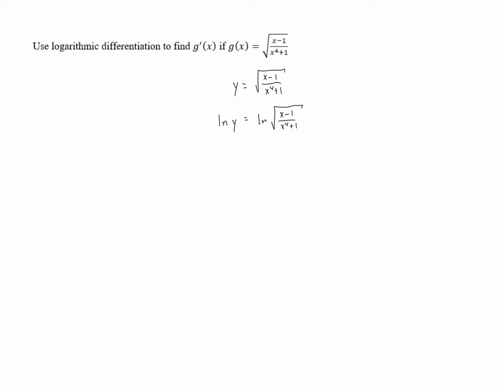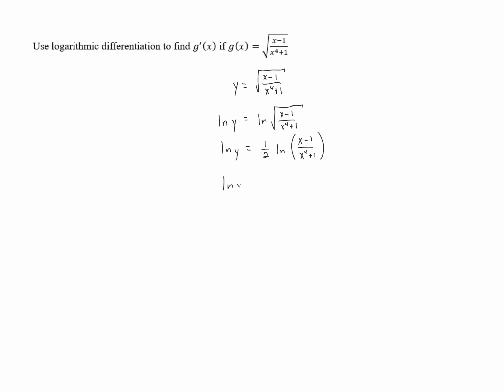But remember that taking the square root of something is the same as raising it to the 1/2 power. So this is really just this fraction to the 1/2 power. And when we have the natural log of something to a power, we can pull that power out front. So we can rewrite the right-hand side as 1/2 times ln of (x minus 1) over (x to the fourth plus 1). We can even split this up more because the logarithm of a quotient is equal to the difference of those logarithms.